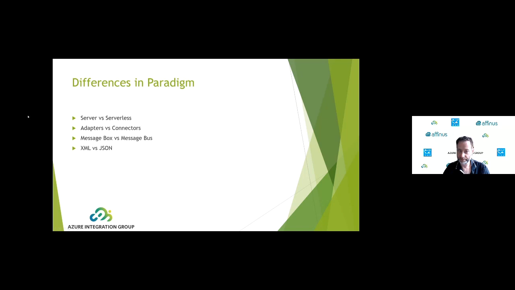So moving on, XML versus JSON. Obviously, which one do you prefer? We all know and love XML, and I prefer YAML.